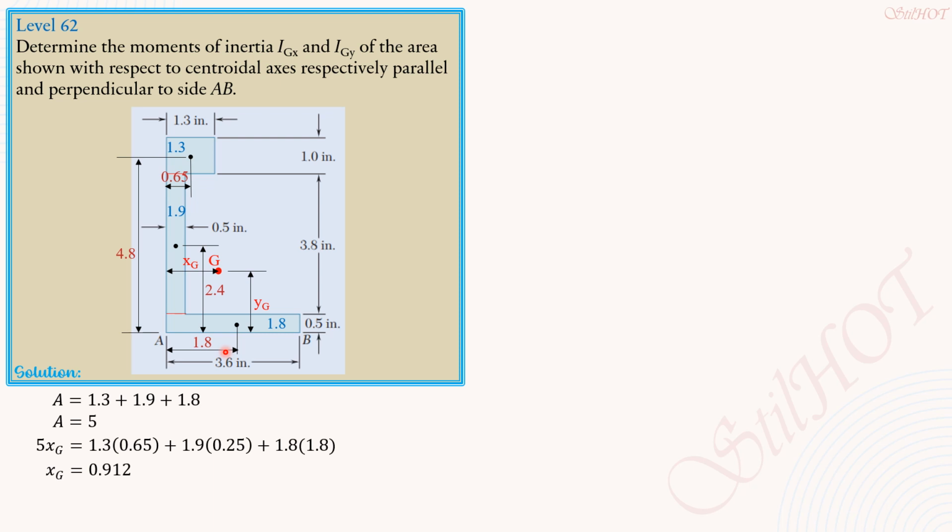Then for yg, 5 times yg equals 1.3 times 4.8 plus 1.8 times 2.4 plus 1.9 times 0.25. So yg is equal to 2.25 inches. Then we now apply transfer formula for moments of inertia.